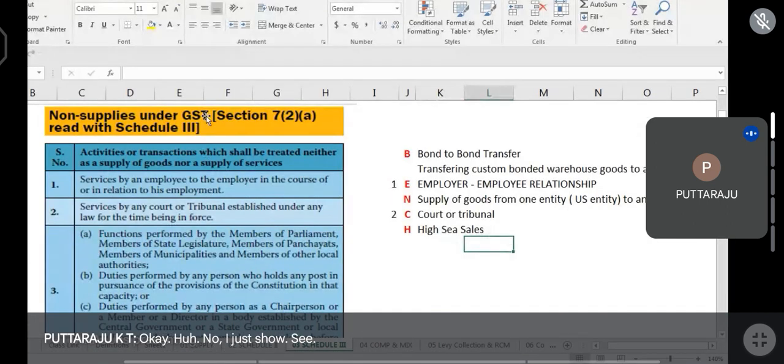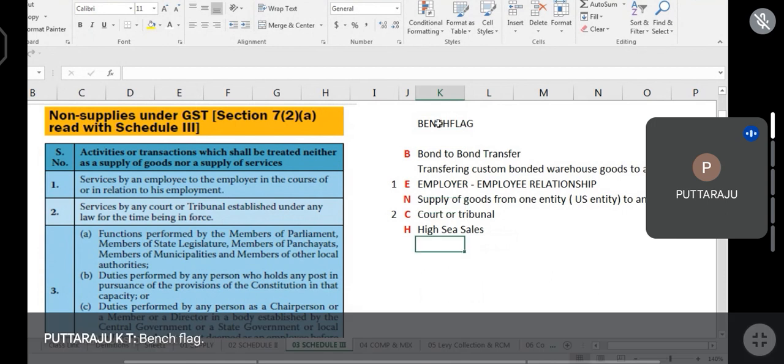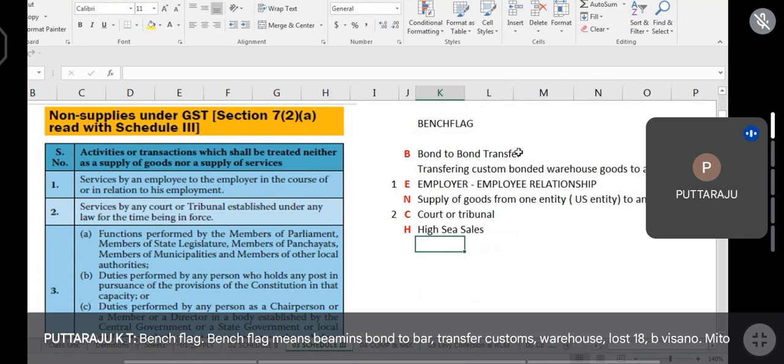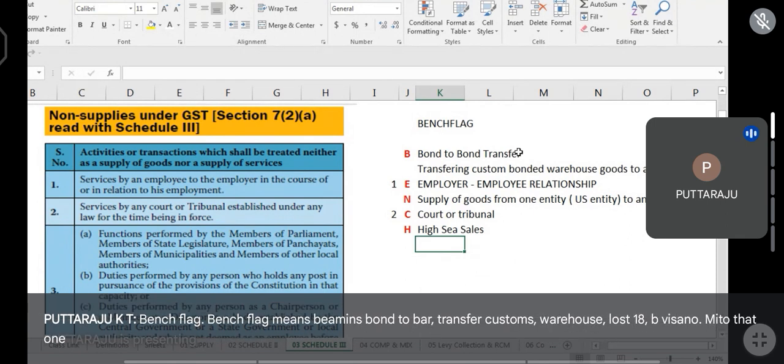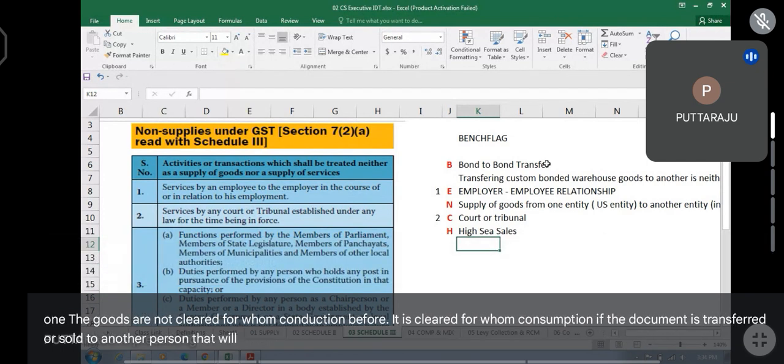See, this is what we learned now. For that, the shortcut: BENCH FLAG. B means bond to bond transfer, customs warehouse, the last one, 8B, Mido Lido, that one. If the goods are not cleared for home consumption, and before that the document is transferred or sold to another person, that will not be liable for GST. That is one.